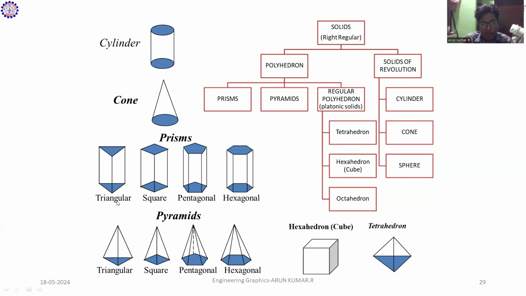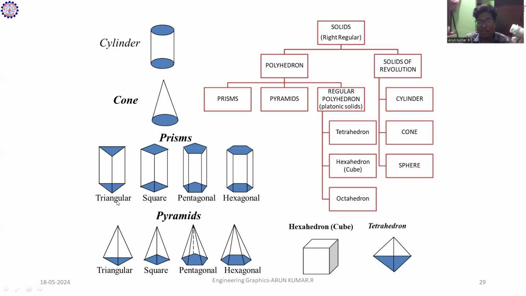Okay, let's move on to the solids, that is, solids of revolution. We have already discussed the cylinder, cone and sphere. For understanding purposes, the cylinder is taken as a prism category, and the cone is taken as a pyramid category while solving problems. The cone comes under the pyramid category and the cylinder under the prism category, but both are solids.